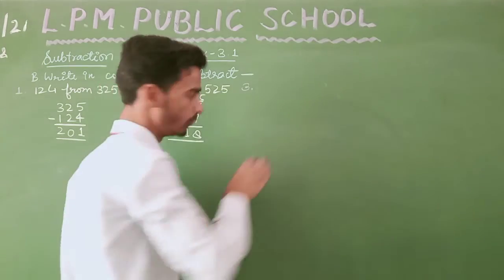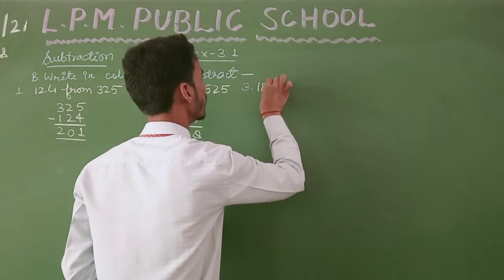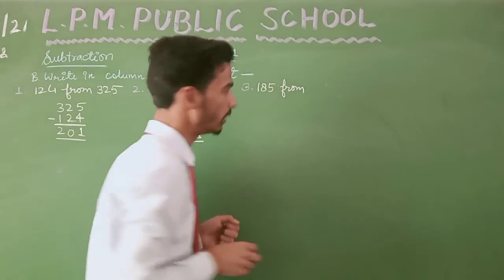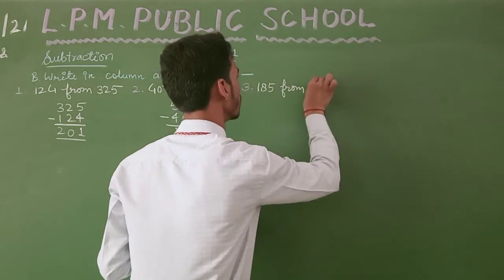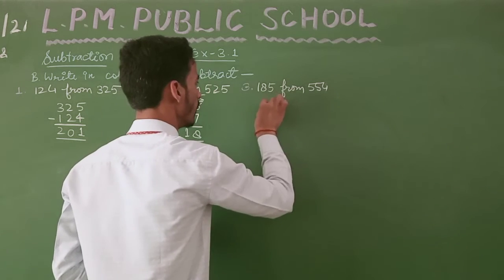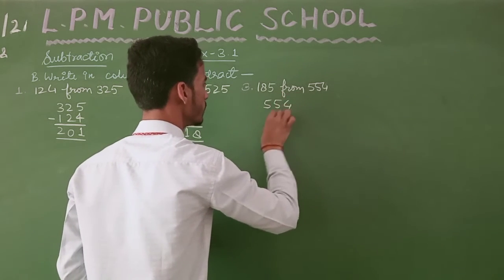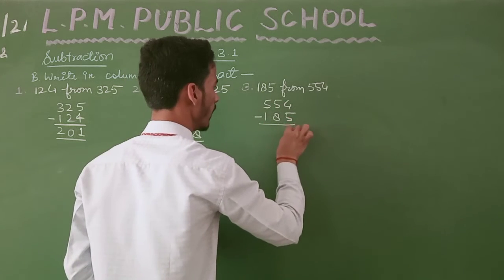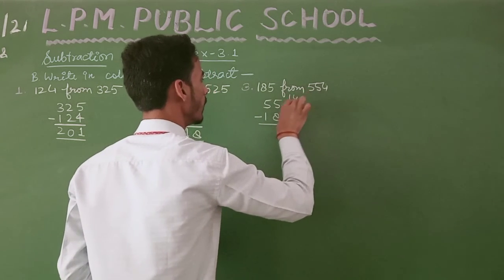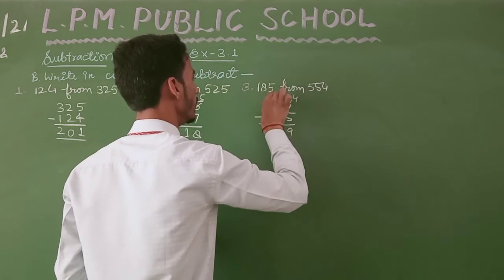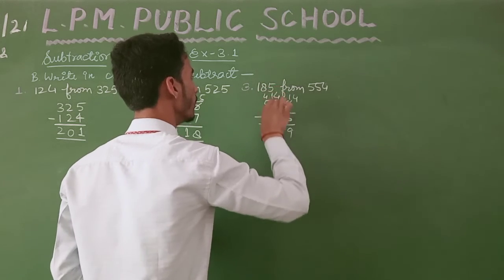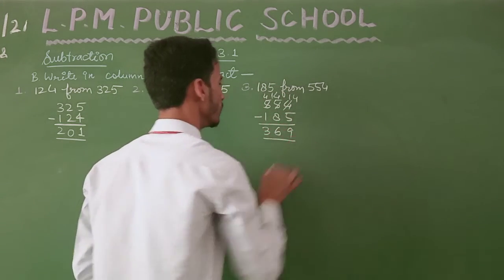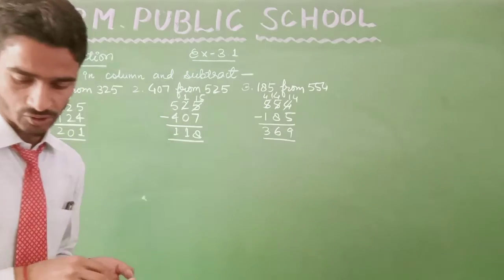Question number 3 is 185 from 554. So 554 minus 185. 14 minus 5, 9, and then that will be 4, 4. 14 minus 8, 6, and 4 minus 1, 3. So 369.